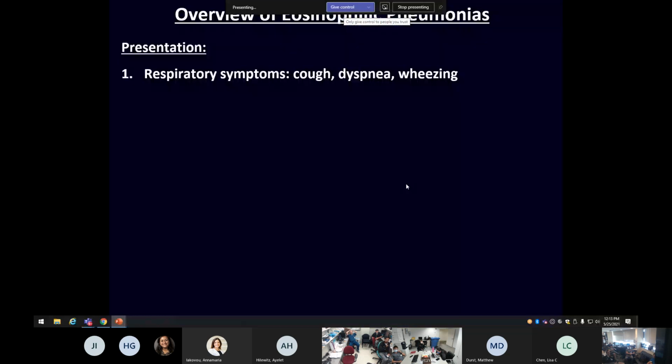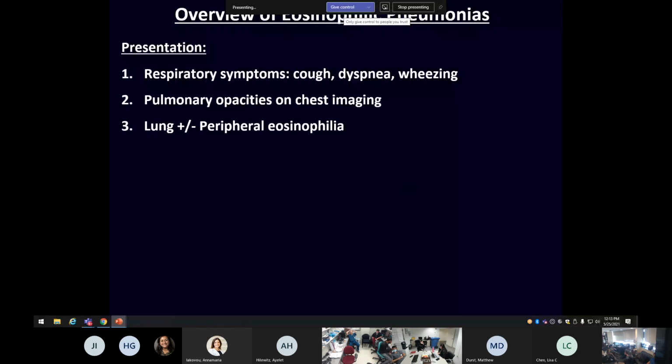So how do these patients present? The classic symptoms: cough, dyspnea, wheezing, sometimes can have pleuritic chest pain. They get pulmonary opacities on chest imaging. And then I think it's very important to note that they all will have pulmonary eosinophilia, meaning if you do a BAL cell count, they will have BAL eosinophilia.